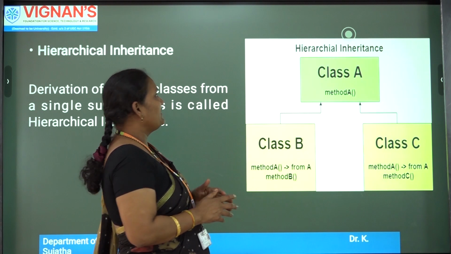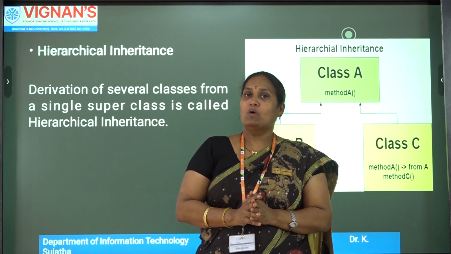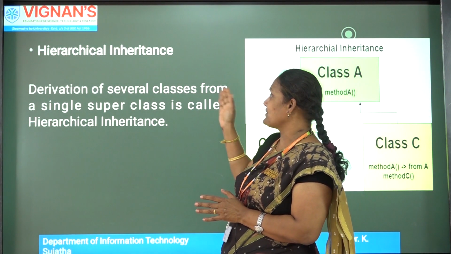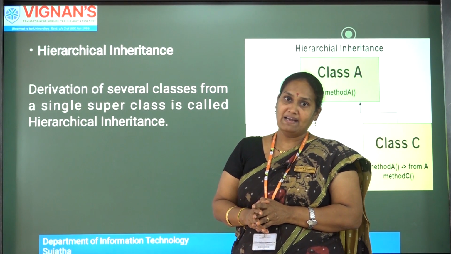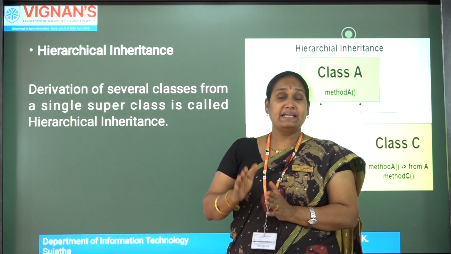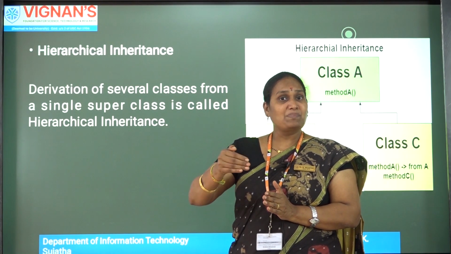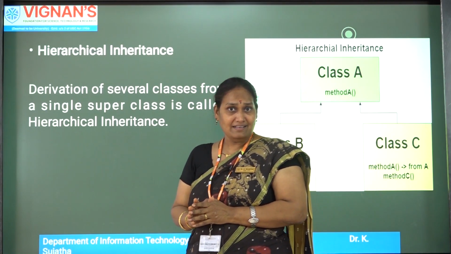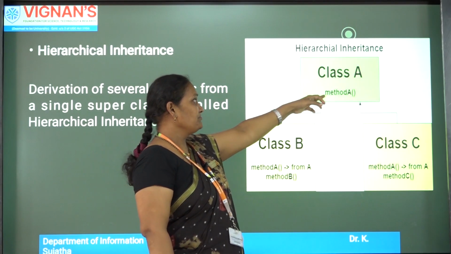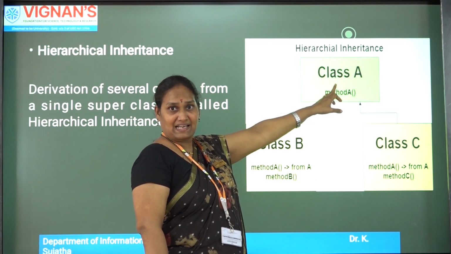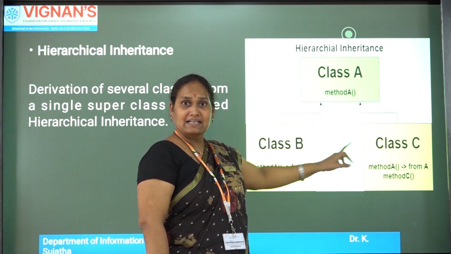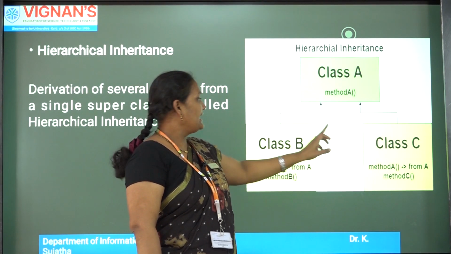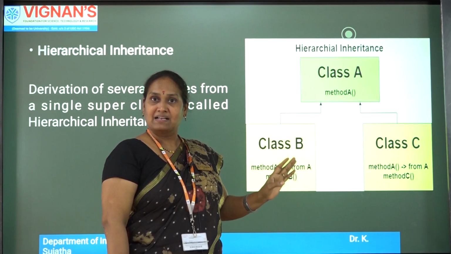And coming to the next one, hierarchical inheritance. What is meant by hierarchical inheritance? Here you can see the derivation of several classes from a single superclass is called hierarchical inheritance. The derivation of several subclasses from a single superclass, that is called hierarchical inheritance. See here, class A, it is a superclass. Here I have two classes, class B and class C. Class B is derived from class A and class C is also derived from class A.